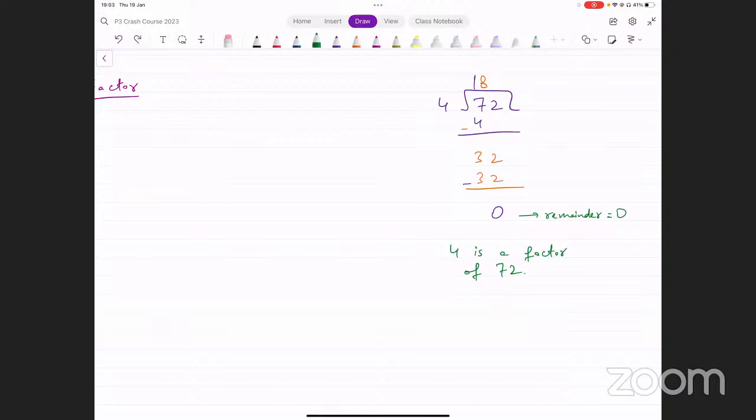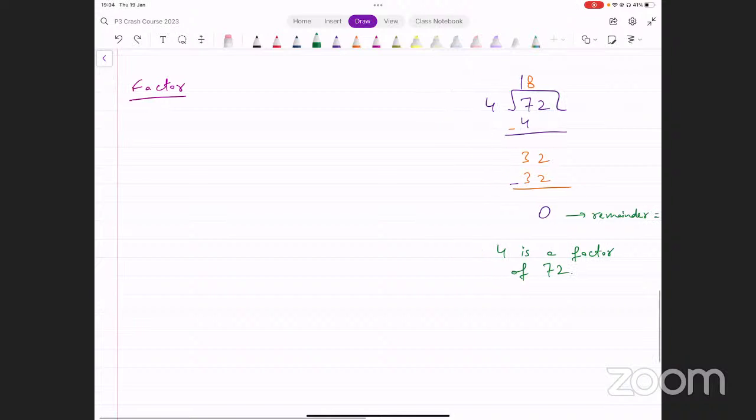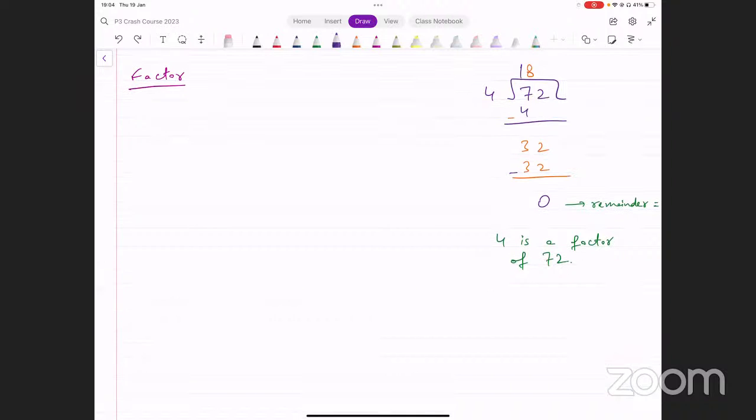Now, not only is 4 a factor, the quotient is also a factor, because 4 multiplied by 18 is going to give you 72. So 18 also divides 72 completely. The quotient that you get in this case is also going to be a factor. All right. So when the remainder turns out to be 0 in this division process, you should know that the divisor and the quotient, they are both factors.